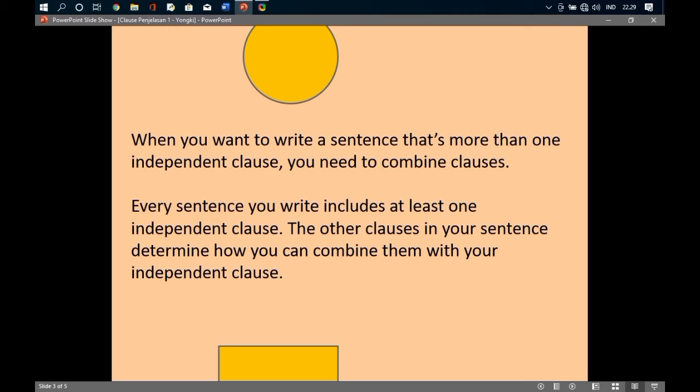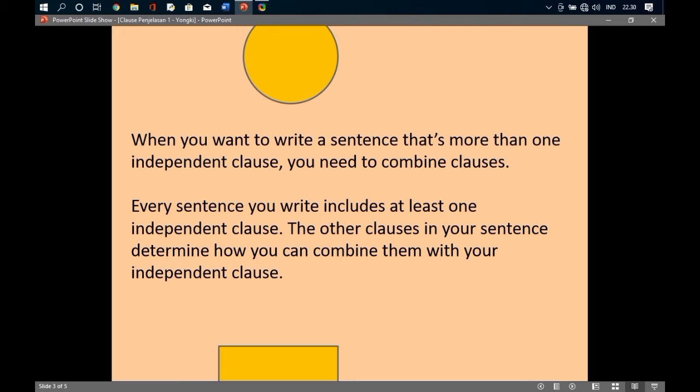For every sentence you write, it needs at least one independent clause to be called a sentence. If you do not include the independent clause, it won't be called a sentence. The other clauses in your sentence determine how you can combine them with your independent clause. If you write a sentence with two clauses, the first is the independent clause that I have told you before, and the other is the dependent clause.